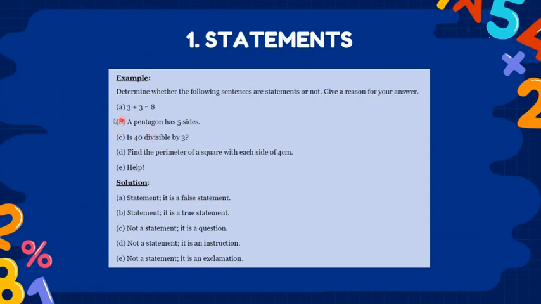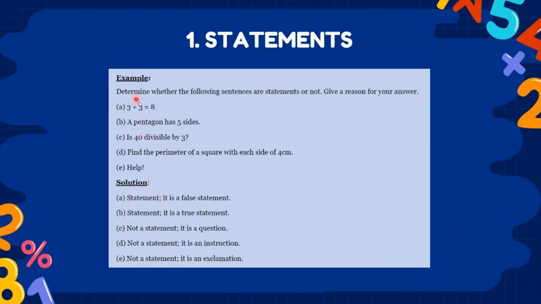Okay, for question A, 3 plus 3 equals 8. First of all, we need to determine whether this sentence or equation is a statement or not. So 3 plus 3 equals 8, we can call it a truth statement. When an equation or a sentence has a truth statement, automatically it becomes a statement. So the answer for this question is statement.